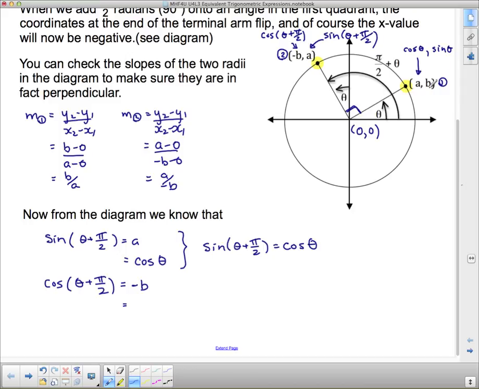But B over here, B was sine theta, right? So if B is sine theta, then this is negative B, so it's going to be negative sine theta. So that means that the cos of theta plus pi by 2 equals the negative sine of theta.